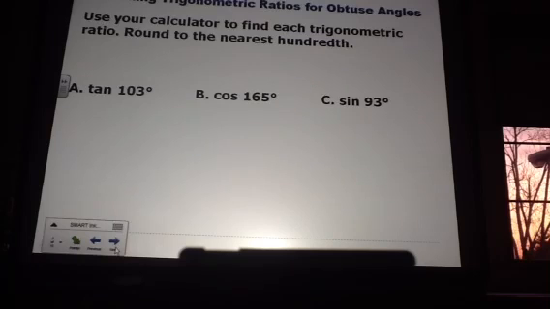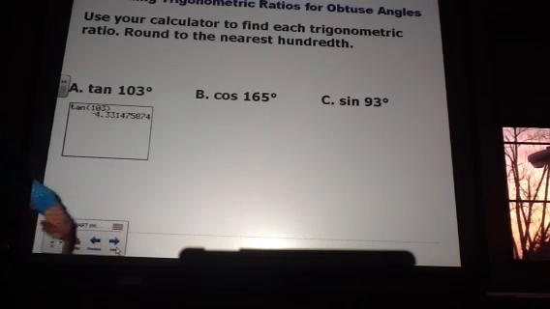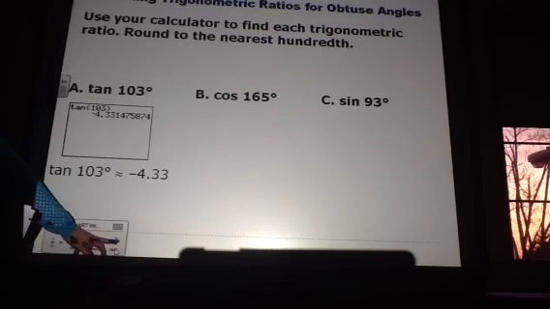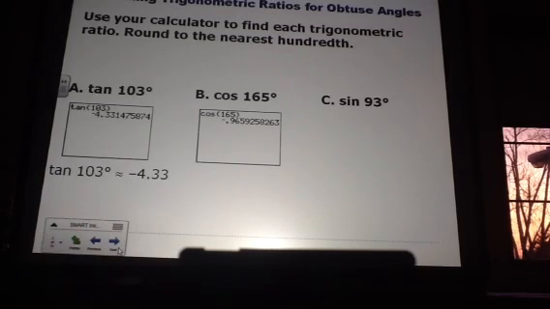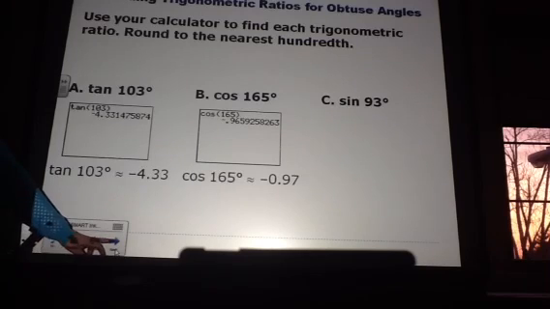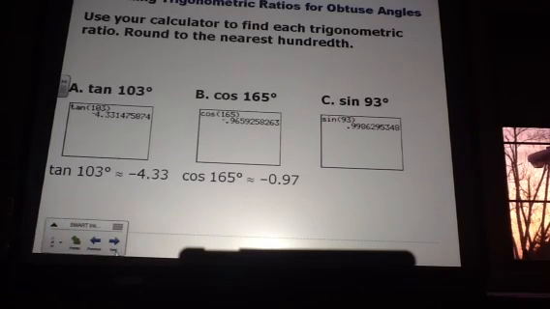Okay, so first we need to practice with your calculator to make sure you can key these in and round to the nearest hundredth. So go ahead and key in the tangent of 103, and you're going to get a negative number. Make sure you round that to the nearest hundredth. So the tangent of 103 degrees is approximately negative 4.33. The cosine of 165 degrees is approximately negative 0.97. And then the sine of 93 degrees is going to be approximately 1.00.